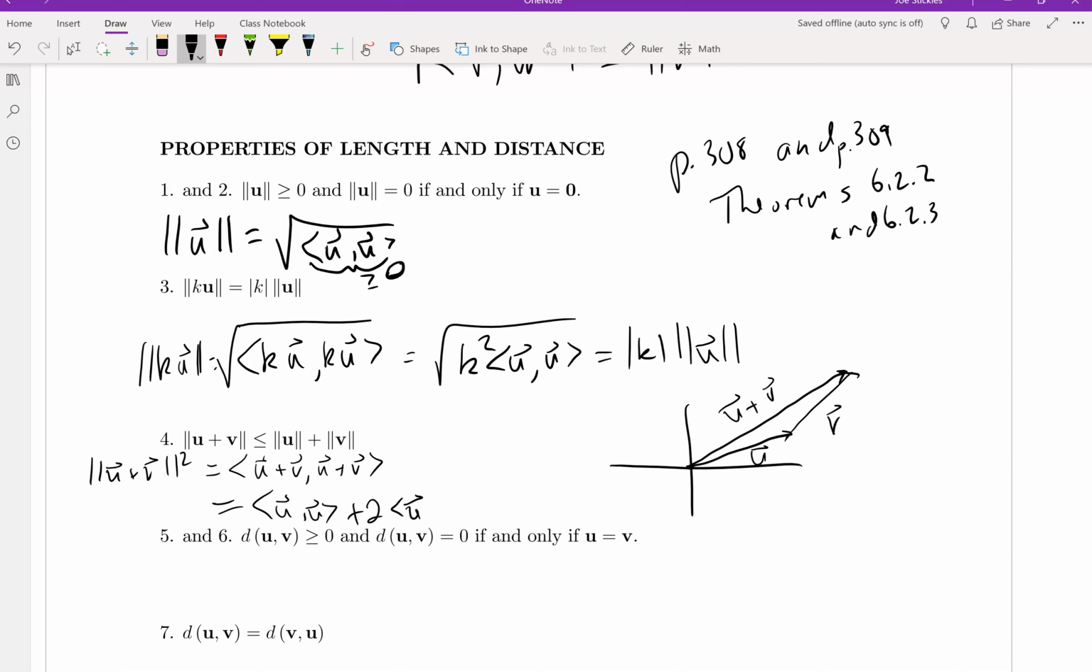You get a 2 times the inner product of u with v. Those would be your outer and your inner terms. And then you have to use the commutativity property for inner product there. And then your last terms would be v inner product with itself. All right. So now we see the inner product here in the middle.